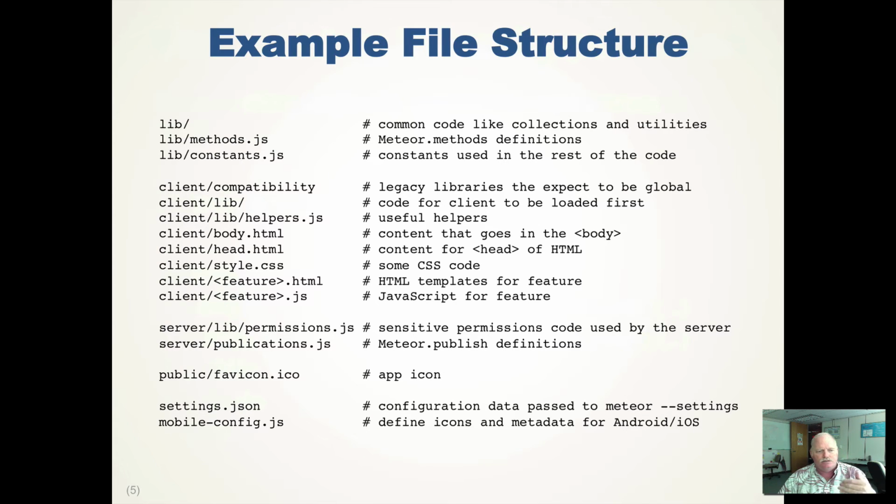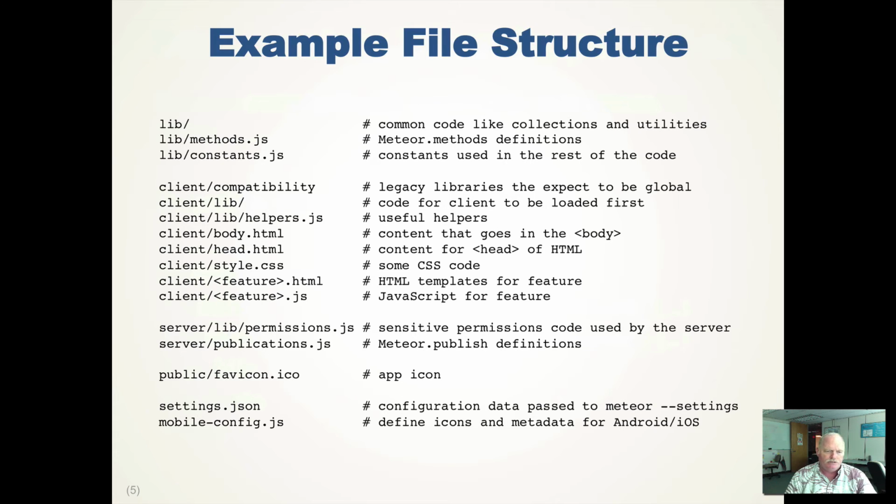You can have features that have JavaScript and HTML. The templates are in the HTML files, and the features are the JavaScript templates. On the server side, you can have lib, so the server lib is the stuff that's common on the server side but not sent to the client. You can do publications, where Meteor publishes different collections that can be subscribed to by the client.